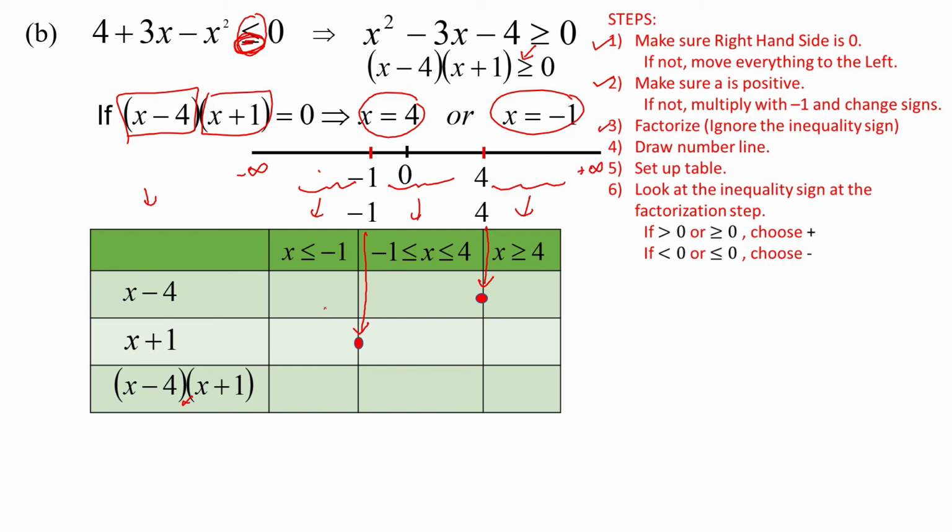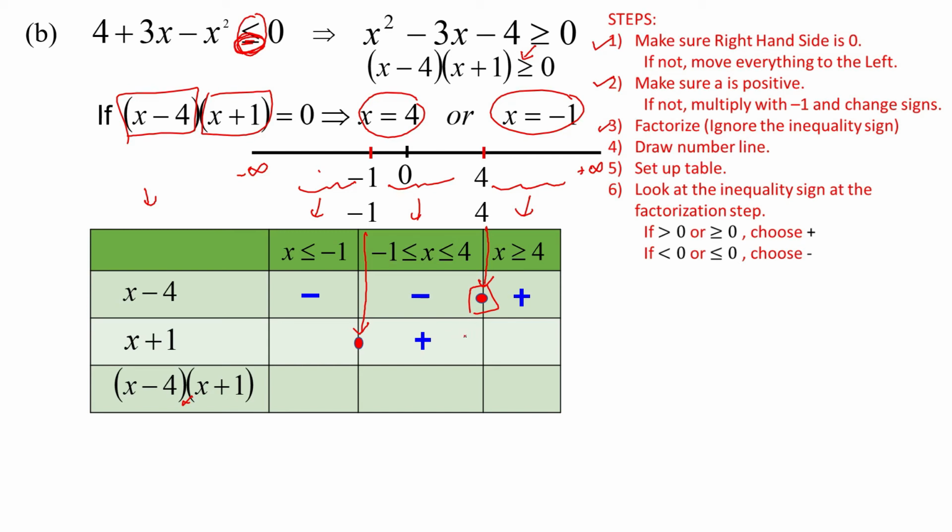After that, just choose any number right in the middle. So between -1 and 4, the easiest value is 0. Substitute into this factor. So 0 minus 4 is negative value. 0 plus 1 is positive value. Next, remember what we have found out just now. When the sign that we have found just now is on the same side as the one that we want to find, then it will also be negative. But when the sign that we want to find is separated by the circle, then you have to write the opposite sign. It's positive here.